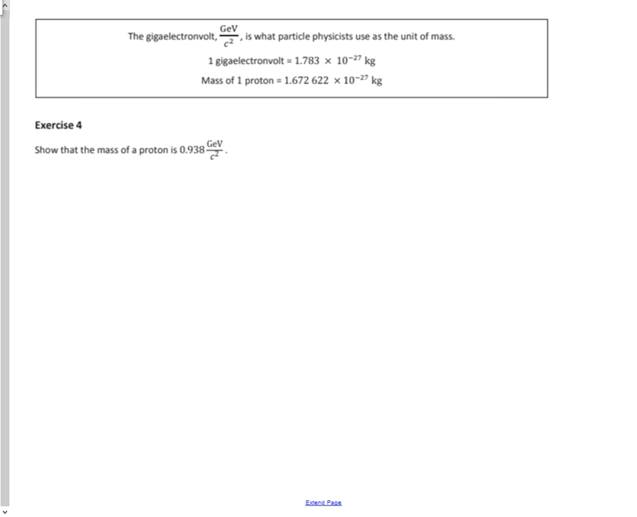A giga electron volt, or GeV, is what particle physicists use as a unit of mass for really, really small things. A giga electron volt is 1.783 times 10 to the negative 27th power. So you move the decimal over 27 times, and you're going to have lots of zeros.